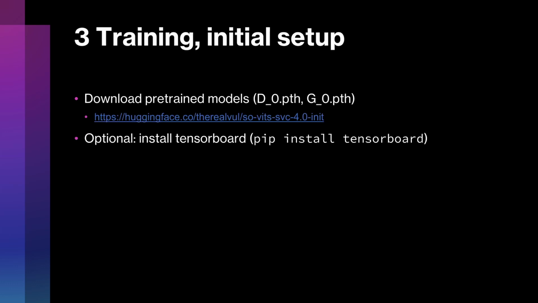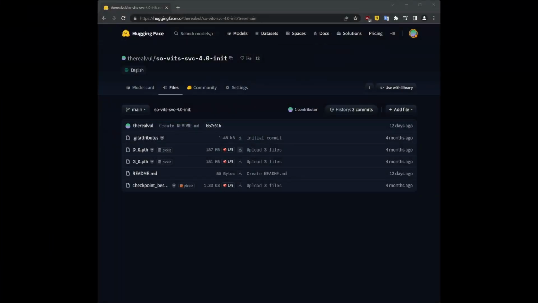If this is your first time training, there are going to be some things that you have to download and optionally install. First thing is that you're going to have to navigate to the link shown on this slide in order to download some pre-trained models. These will serve as the basis for our training. You can technically not use them, but generally results will be better when you use a pre-trained model. So navigate to that page. The files we're going to be looking for here are d_0.pth and g_0.pth. Just click on the download icons and save them to a place of your choosing. We're going to come back to these files later.